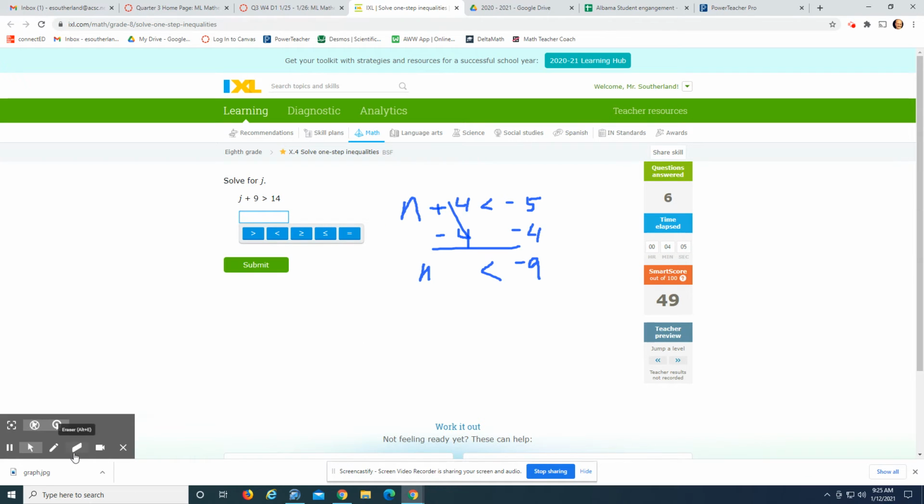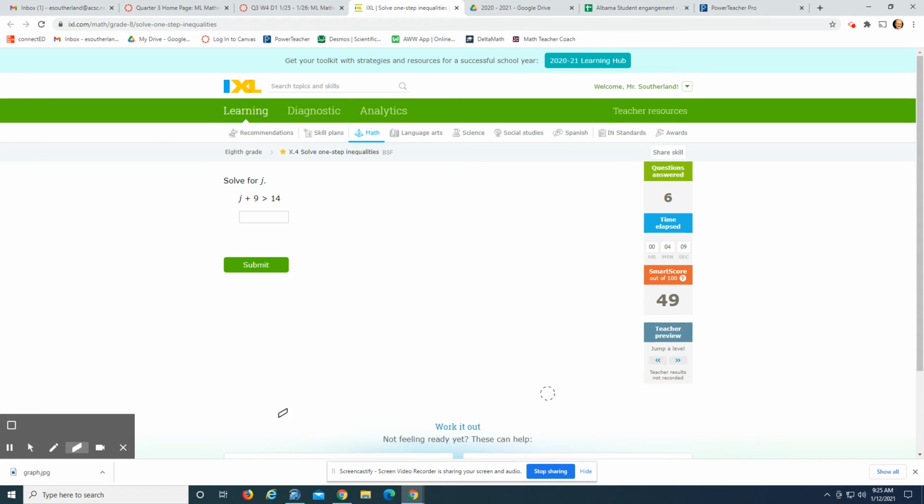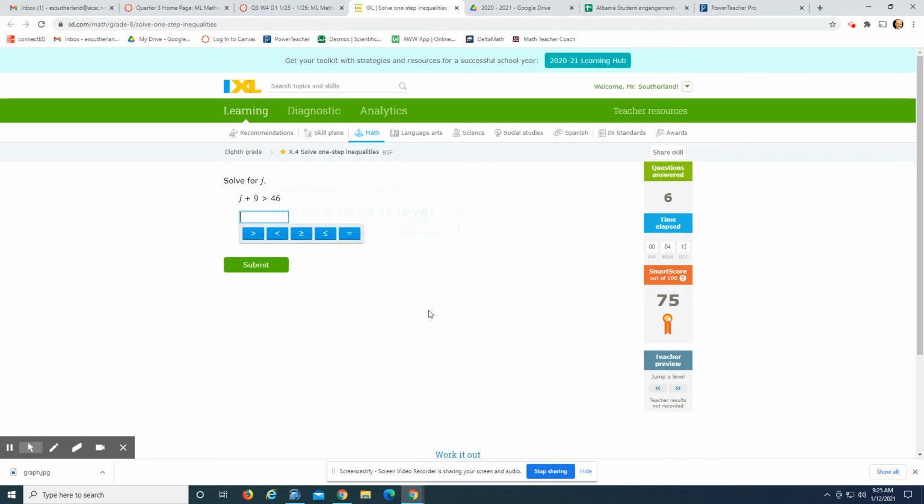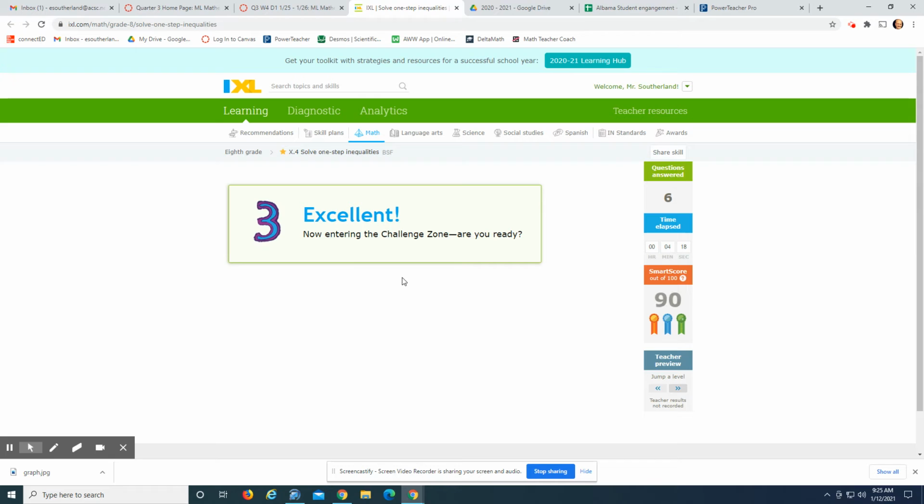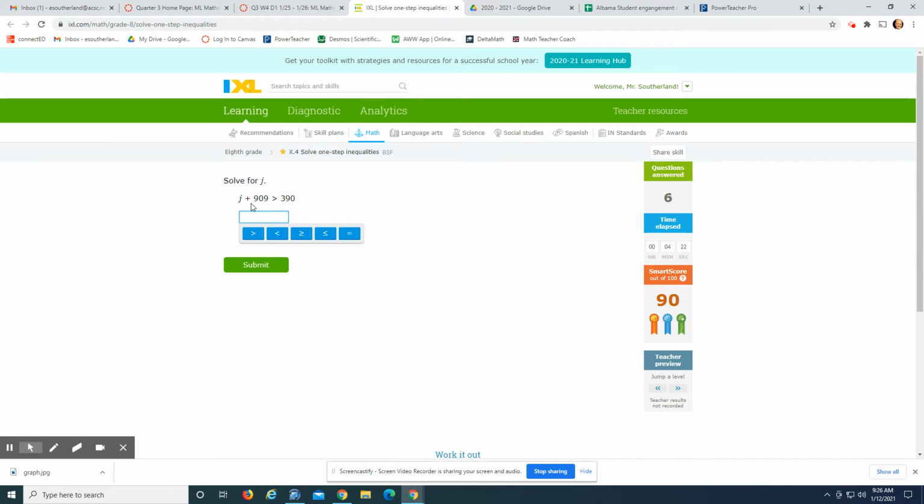And then you're going to keep doing this over and over again. We're going to skip ahead a little bit so we can see some different types of problems. We jumped up to, it's the same type, just bigger numbers. We're all the way into the 90s now. And just look, it's the same thing. In the previous one, it said plus 3. You subtracted 3 on both sides. This time, you're going to subtract 909 on both sides.